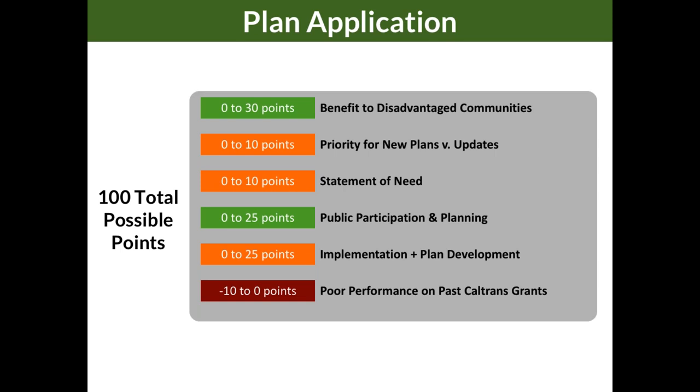Something to note in all of these is that the commission will also have a rubric, and we'll mention this at the end as well. With the rubric and the application, you'll be able to see how the points are allocated and what you want to be aiming for. So again, priority for new plans versus ones that are being updated.